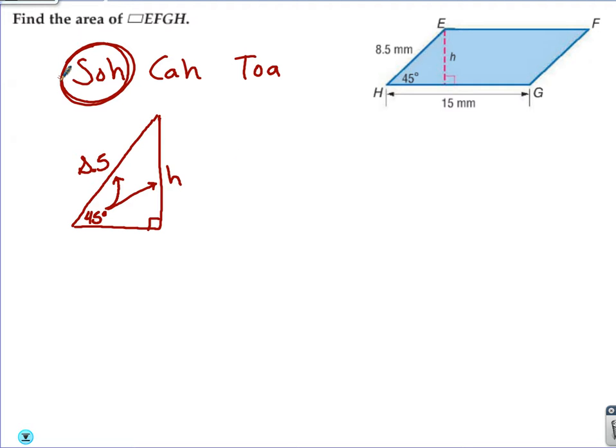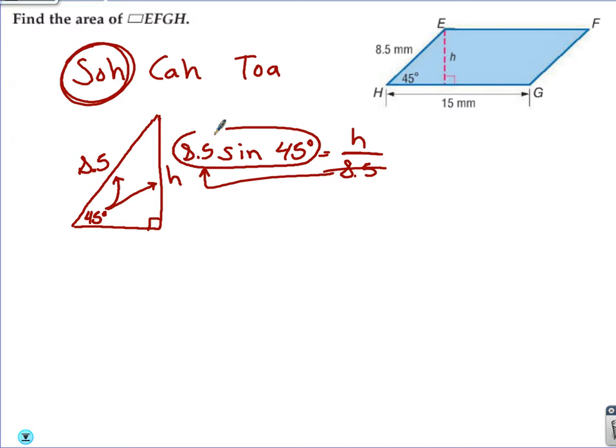Set you up an equation. The sine of my angle is equal to opposite over hypotenuse. To get rid of divided by 8.5, we move it over here by multiplying by 8.5. So type into your calculator 8.5 times the sine of 45. And hopefully you get the same 6.01. You get that same height. Okay? And then base times height will give you the area.